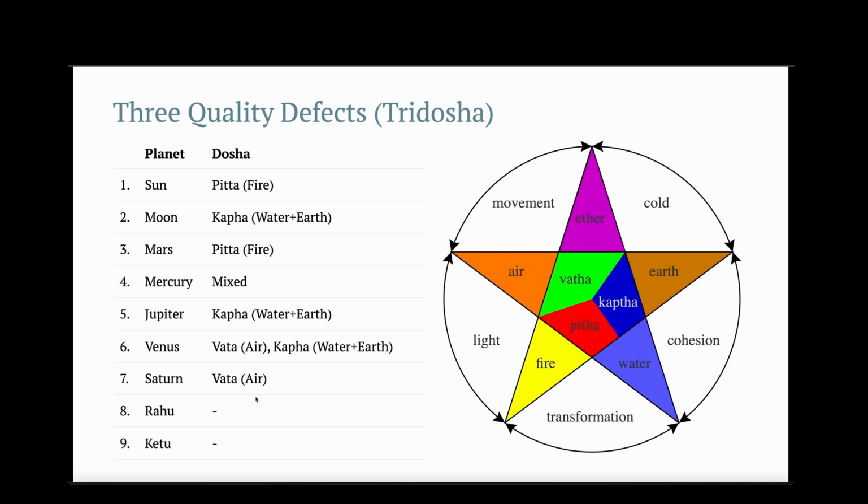So what does it mean is, the planets in your chart can denote the dosha that you have in your body. So for example, if Sun is prominent or strong in your chart, then your body could have some pitta dosha. Similarly, it's the same with all the planets.